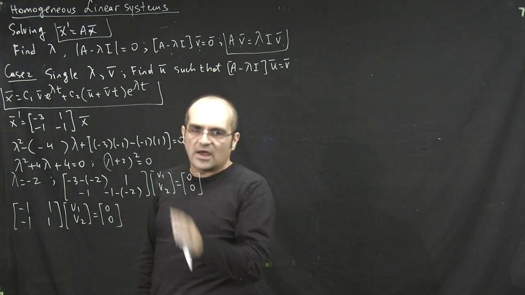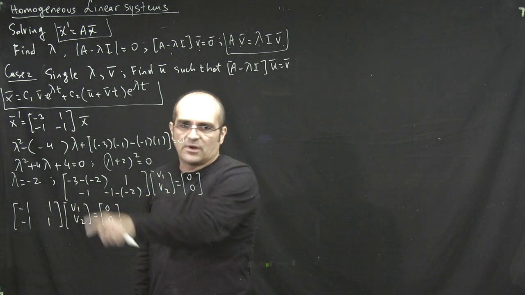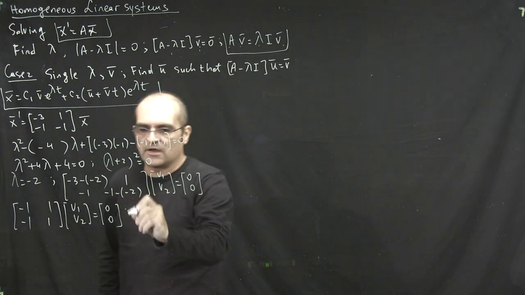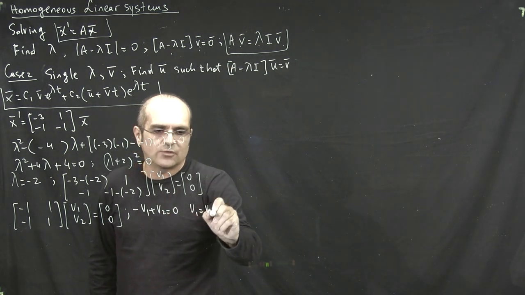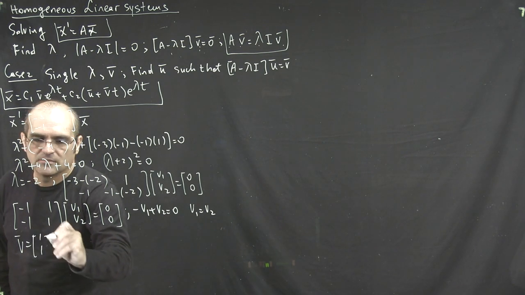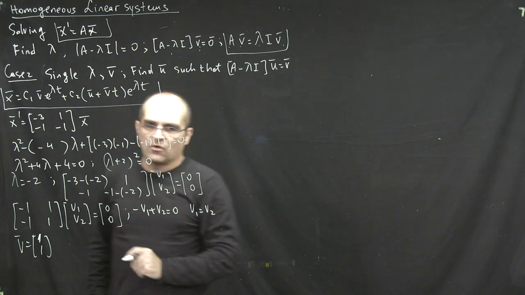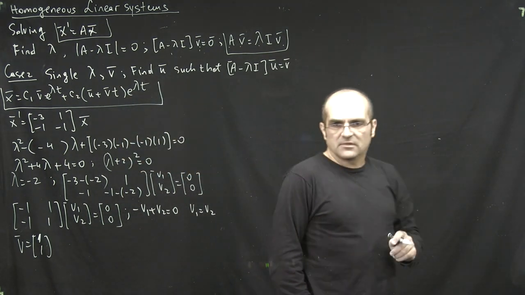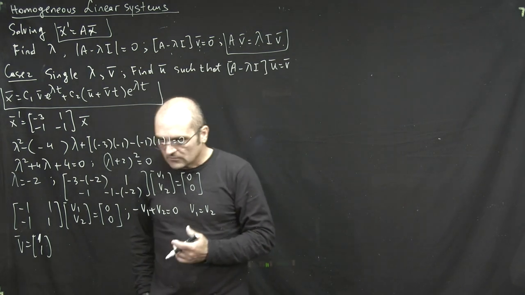Sometimes you don't even have to write the equation, because I can tell immediately this tells me that V1 is equal to V2, right? Because if I look at the equation, V1 equals V2, so what could be the easiest eigenvector you can produce? That's 1, 1, right? You can plug in 1 for one of the two and get the other one, which is equal to 1 as well.